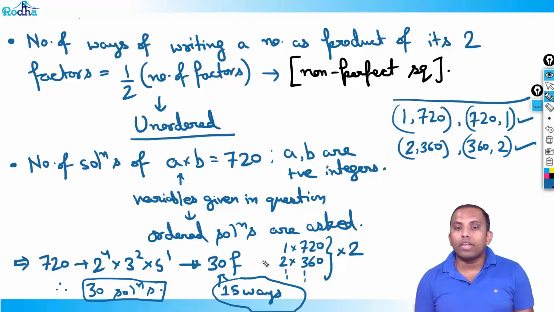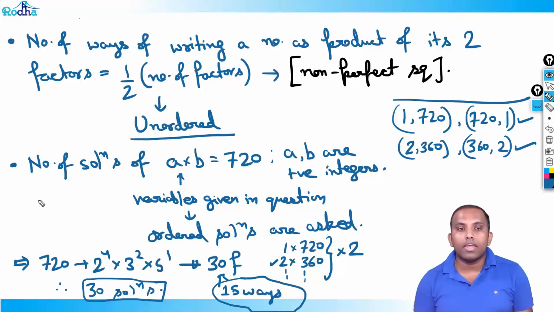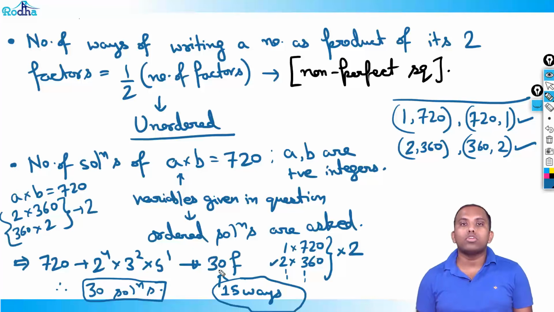Similarly, for unordered, one way is 2 into 360. So for ordered, one way is 2 into 360 as well as 360 into 2, because if a into b is 720, that means 2 into 360 is one solution and 360 into 2 is another solution, right? So this will be counted as 2. For every one way, two solutions, total there will be 30 solutions, right?